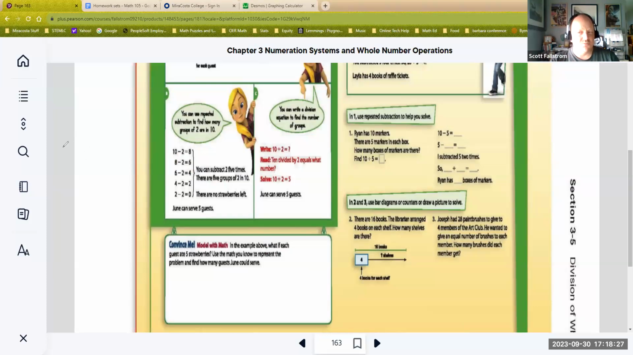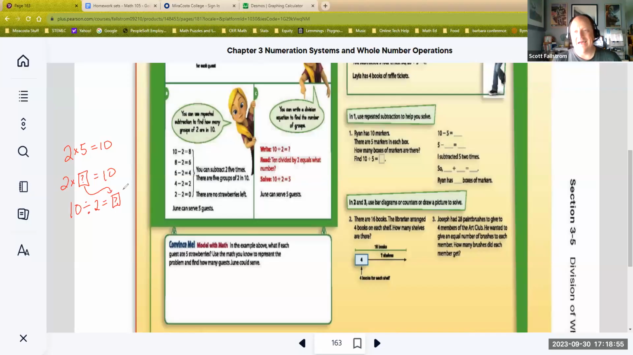How much did I subtract 5 times? Oh, I subtracted 2 5 times. So 5 times 2 is 10, which is also the way we can think about the answer to this question, which is a division question of 10 divided by 2. We are doing what is known as the missing factor approach.